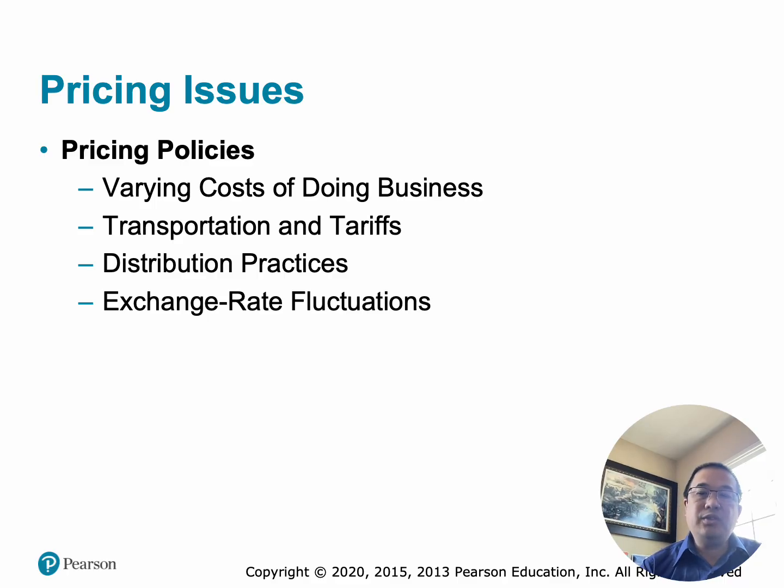Number four, exchange rate fluctuations. Currency values constantly change. So if a U.S. company sells in Mexico, revenue is earned in Mexican pesos. Costs may be incurred in U.S. dollars. If the peso weakens against the dollar, revenue converted to dollars decreases. Profit margins shrink. The marketing implication is that companies may need to raise prices, hedge currency risk, and adjust contracts.